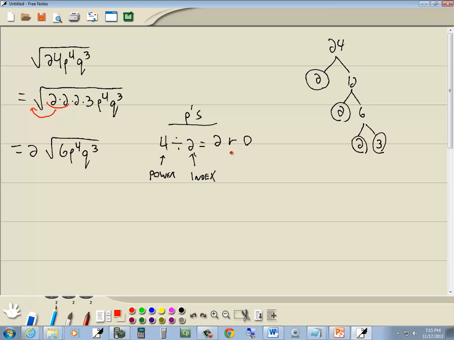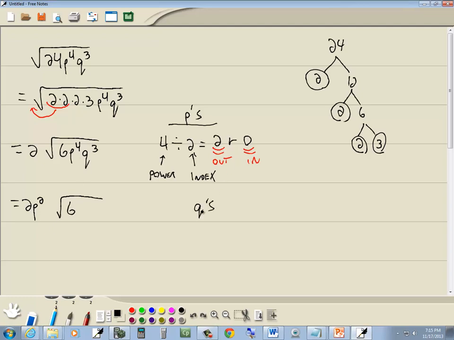Now this 2 tells us how many p's are coming out. This tells us how many stay in. So this says we're going to have 2 p's come out, so we'll have 2p squared. 6 remains, and there's no p's left inside.